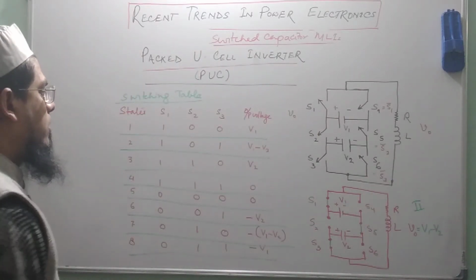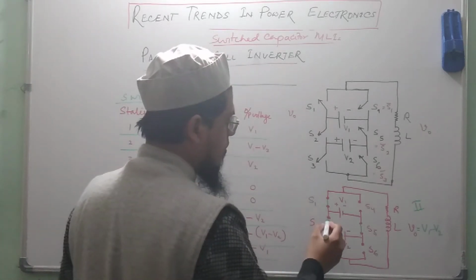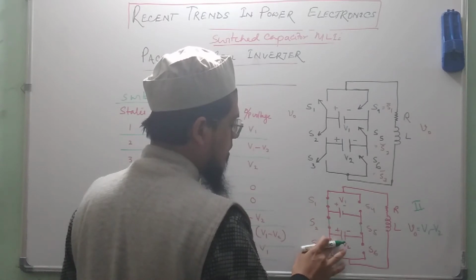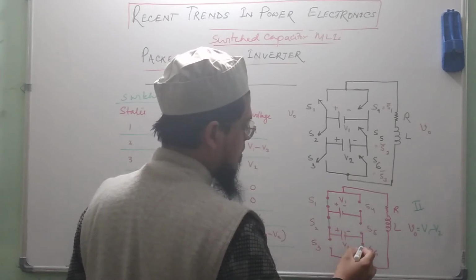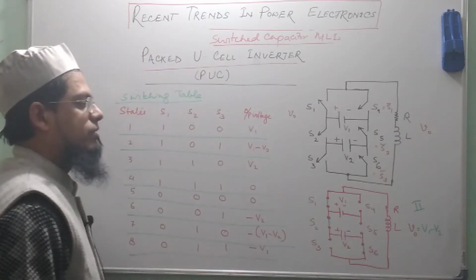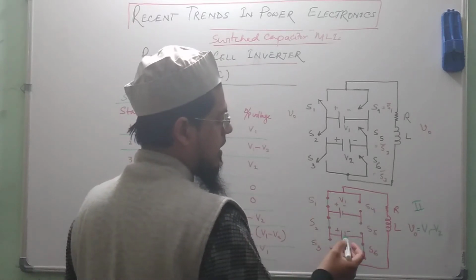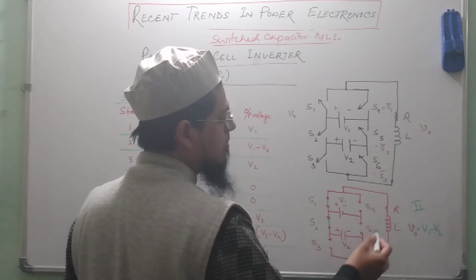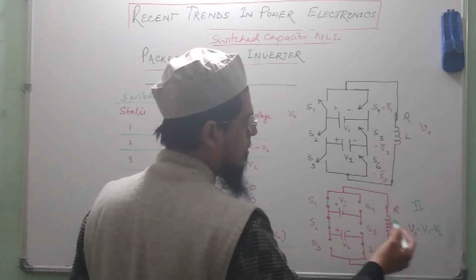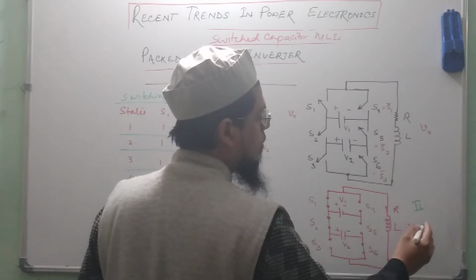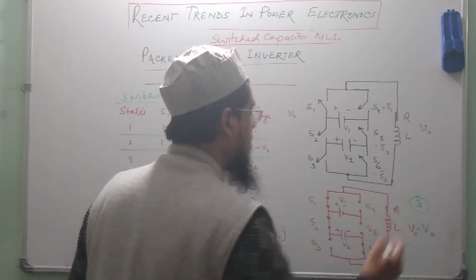Fine. What about the third state? S1 and S2 are on. If S1 and S2 are on, that means S3 is off, and if S3 is off, that means S6 is on. Now the battery gets disconnected from the circuit, and V2 is now providing the power to the load, and the voltage appearing across the output is now equal to V2. This is the third state.